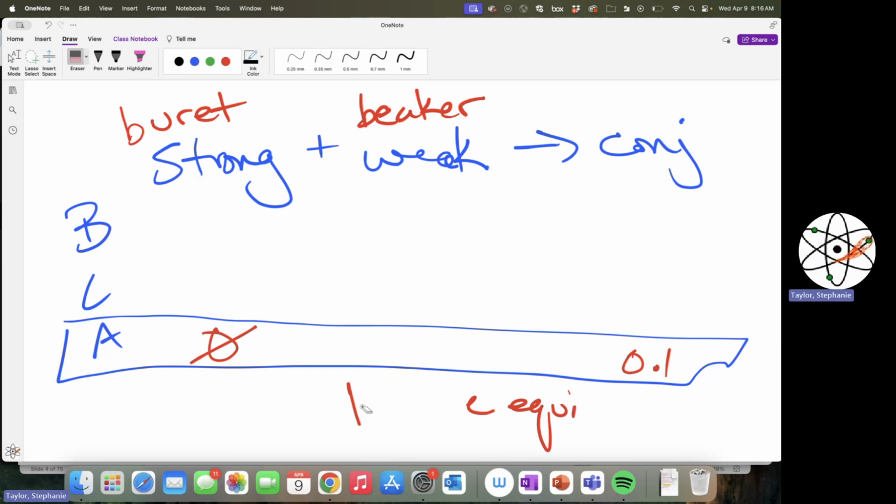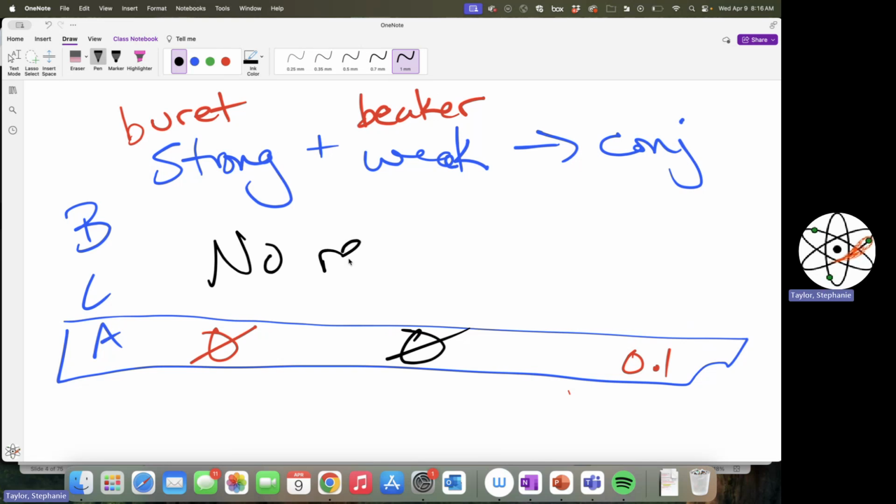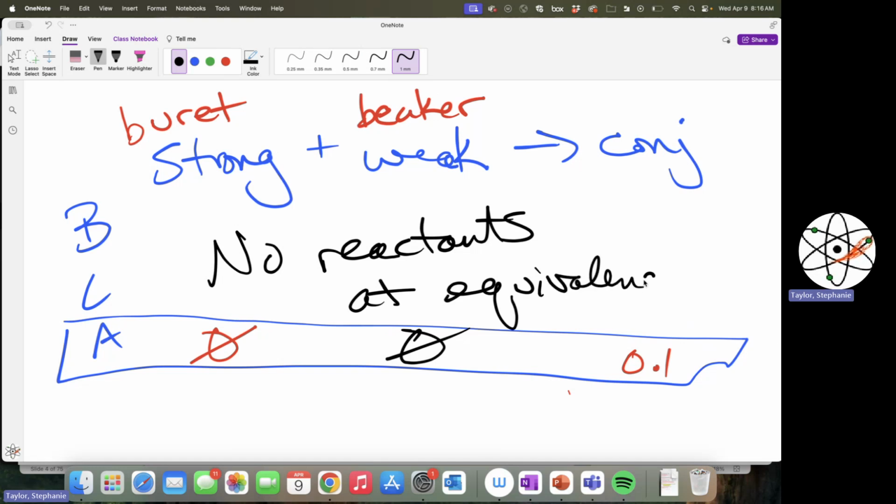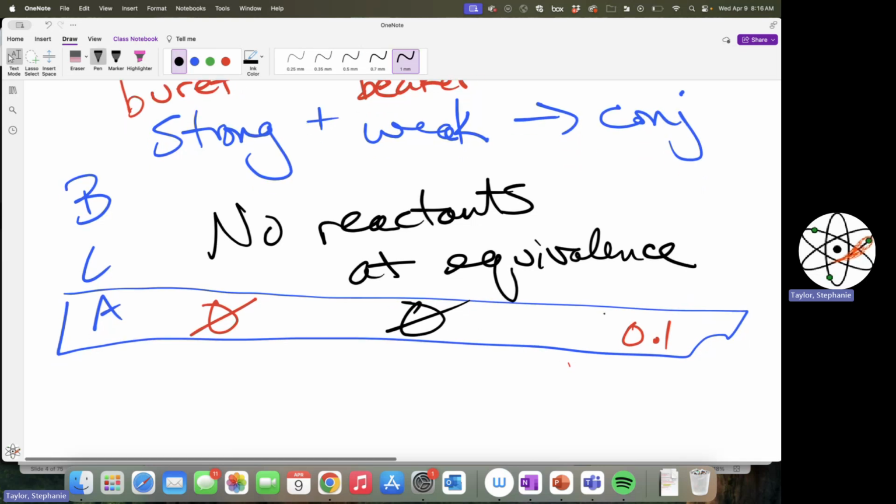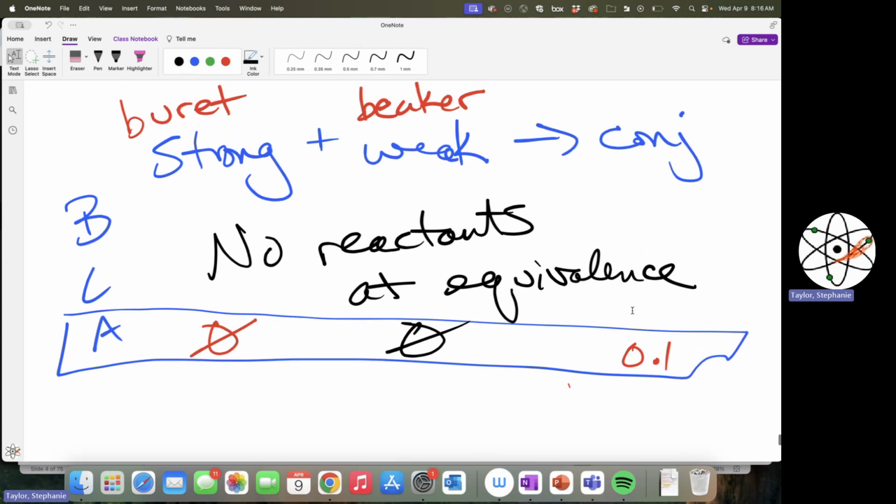If I have no reactants left, I am at the equivalence point. I reacted everything away. The moles of the stuff from the burette are the same as the moles in the beaker. I will have conjugate stuff, but I reacted everything away. I am at the equivalence point. That after part of the BCA table tells me where I am.